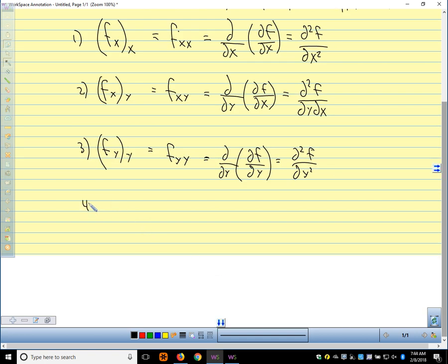And then finally, our fourth possibility, we can take the partial with respect to y, and then take the partial with respect to x. So that's f sub yx. That's the partial with respect to x of the partial with respect to y. And our notation there would be ∂²f/∂x∂y.